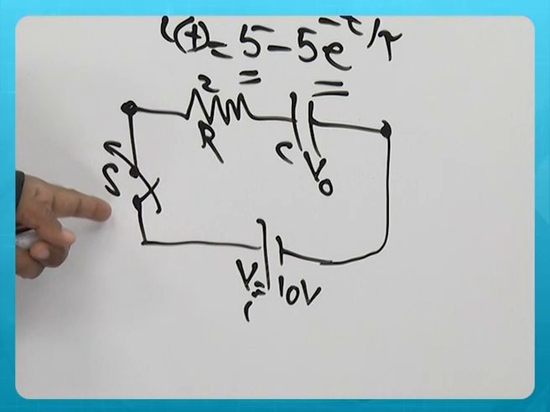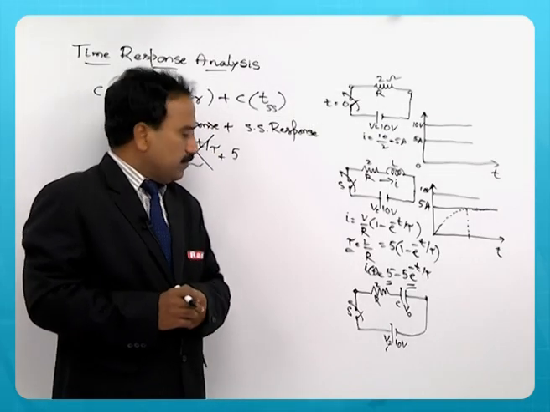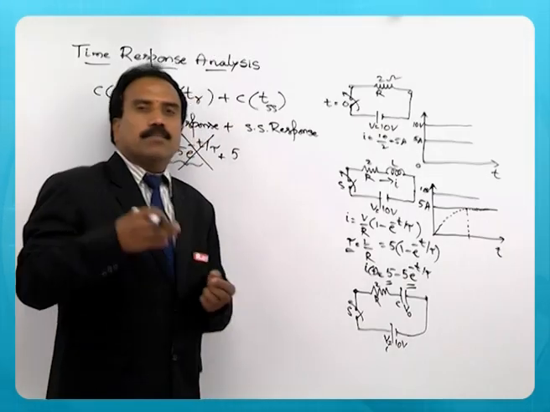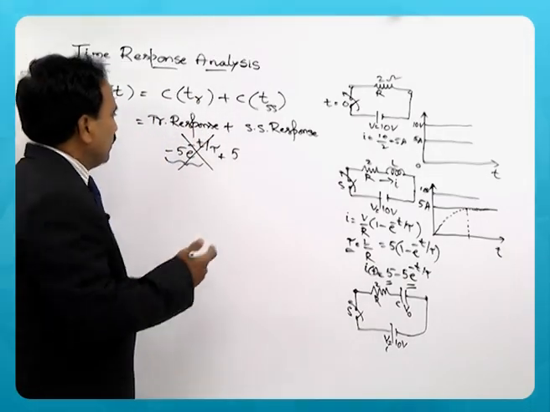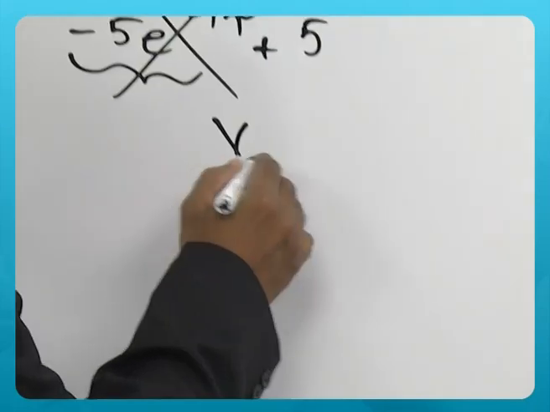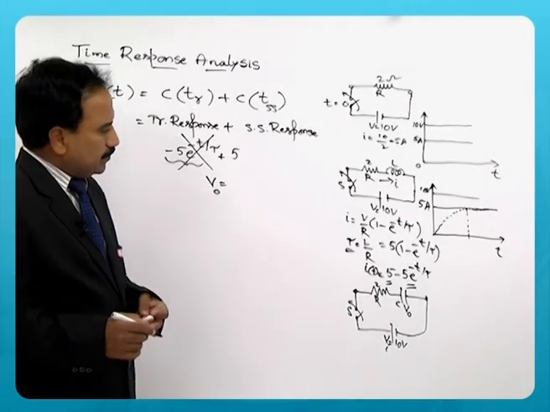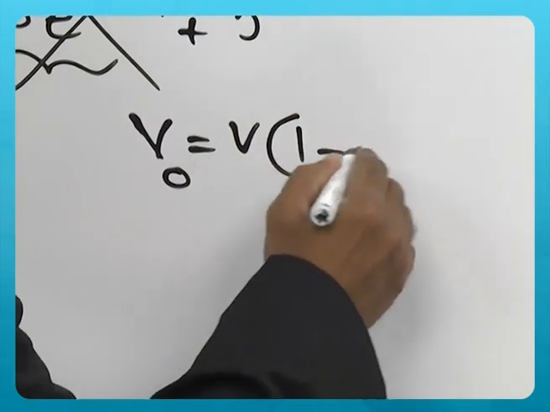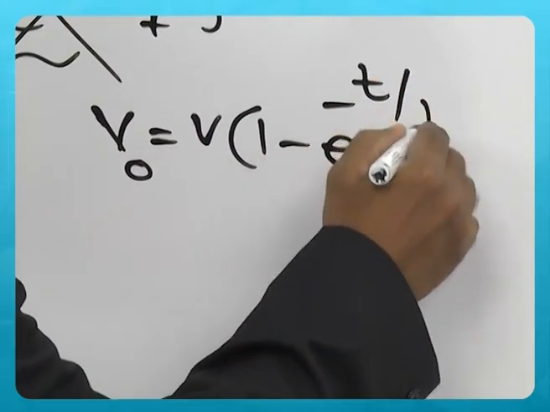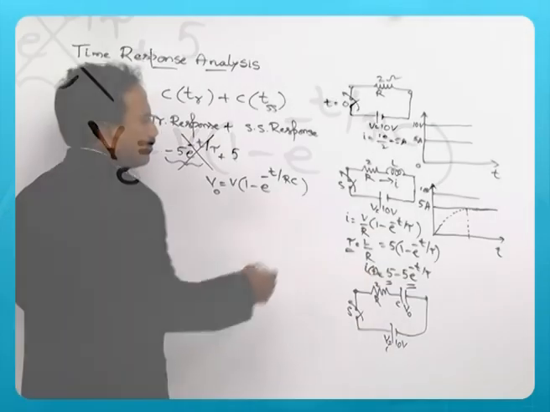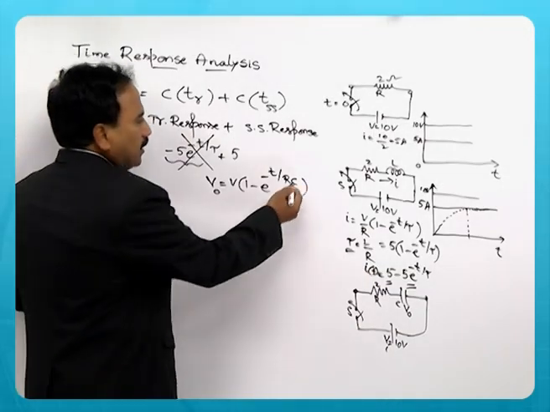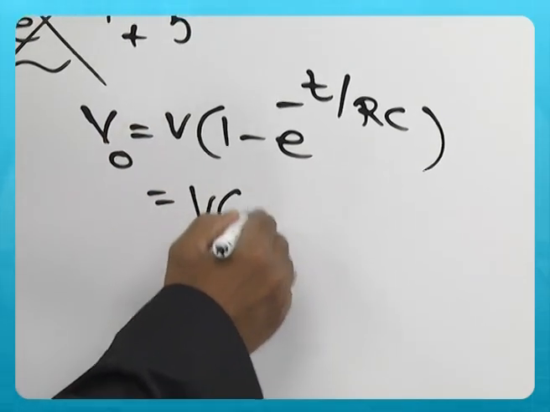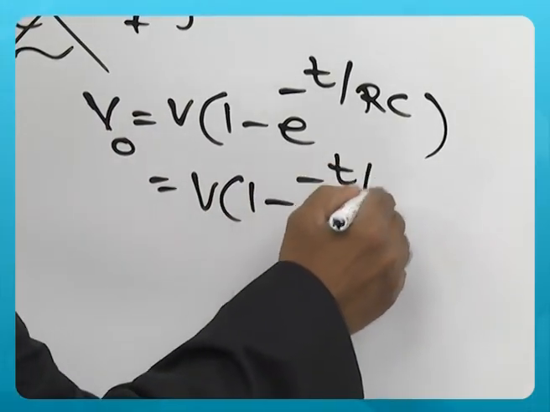Now, when the switch is closed at t equal to 0, there will be a current in the circuit and the voltage across the capacitor starts building up. Let us assume that the voltage across the capacitor is V naught. So, this one is V into 1 minus e power minus t by RC, where RC is the time constant of the RC circuit, and this is given by 1 minus e power minus t by tau.